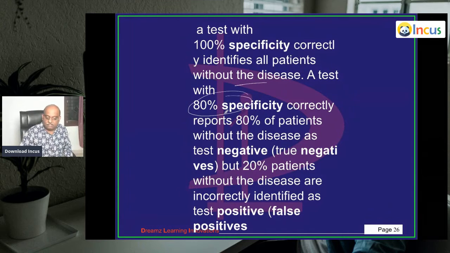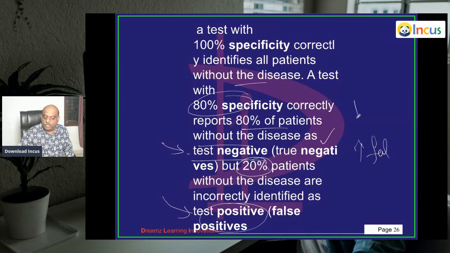80% specific means typically 80% of the patients without the disease turn out to be negative, that is true negatives. But 20% of the patients are incorrectly identified, that means they are false positives. So higher the false positives, lower will be the specificity, is what you have to basically remember.